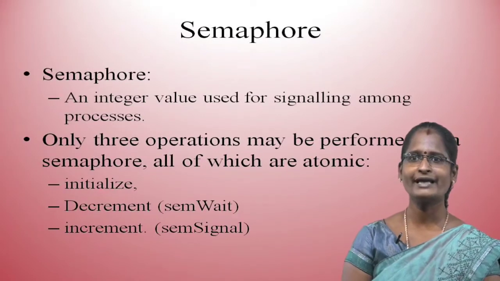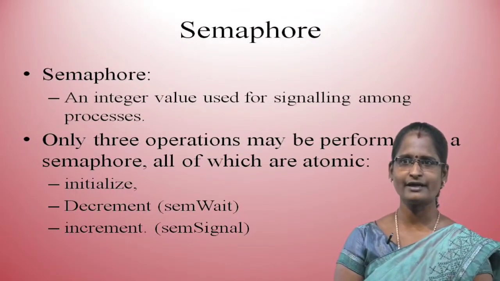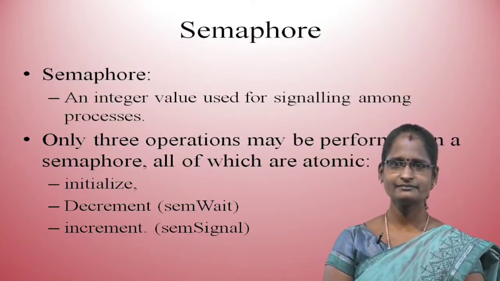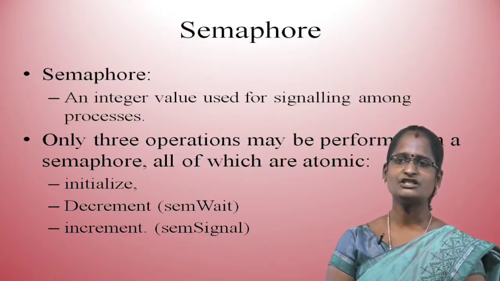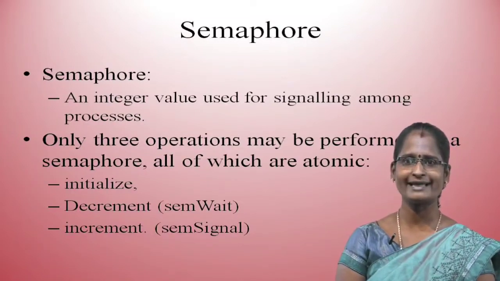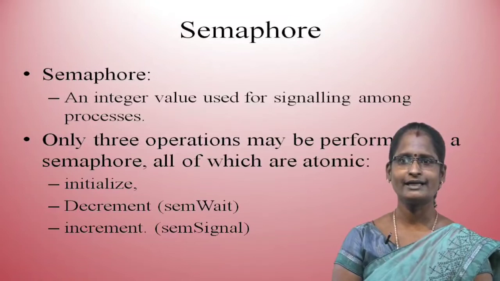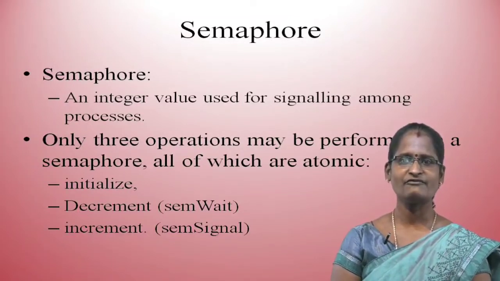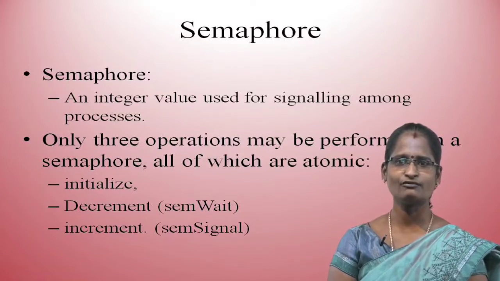A semaphore is an integer value used for signaling among processes. Only three operations may be performed on a semaphore, all of which are atomic. First one, initialize. Second one, decrement. Third one, increment. The semWait operation decrements the semaphore value.